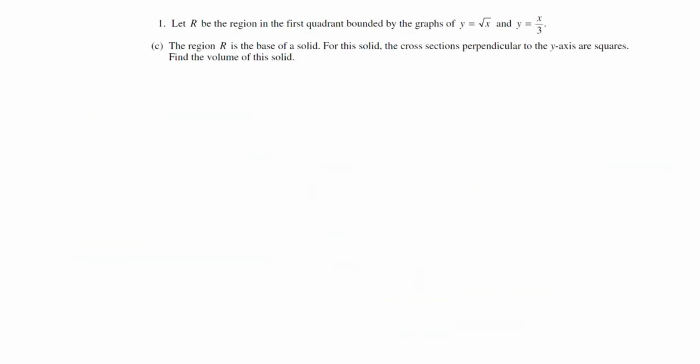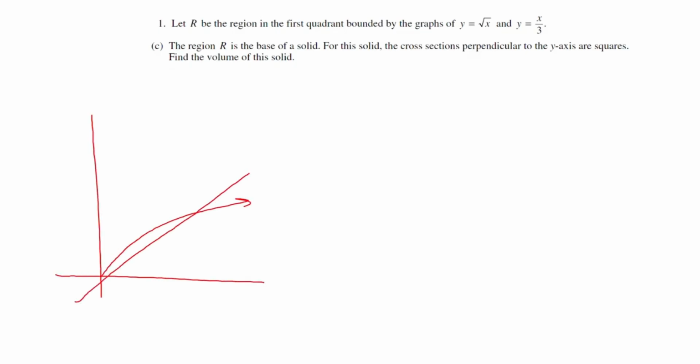In part C, we're finding the volume of a solid if R is the base of the solid and the cross sections perpendicular to the y-axis are squares. So now we're looking at same thing, root x, and that was supposed to go through the origin. There we go. And x over 3. And the cross sections perpendicular to the y-axis are squares. So we've got like these little squares here protruding out of the board towards you, so that if I were to slice it perpendicular to the y-axis, we'd end up with squares, right?